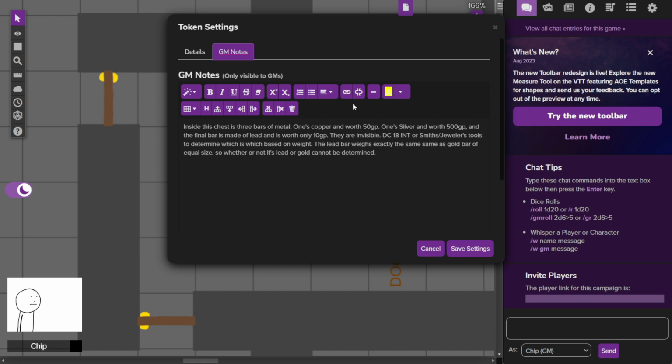And with a DC 18 intelligence check, or if they want to make smith tools or jeweler's tools or very similar metalworking tools, they could determine that based on the weight, the copper one is obviously copper, the silver one is very clearly silver, but the lead one is like the same weight as gold on account of the fact that lead and gold are like the same weight. So unless they try to dispel it with magic, which, screw it. So the thing here is that the party thinks they have a bar of gold that's invisible, when in reality it's a bar of lead that is invisible.